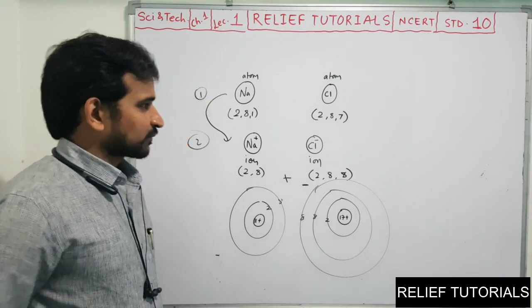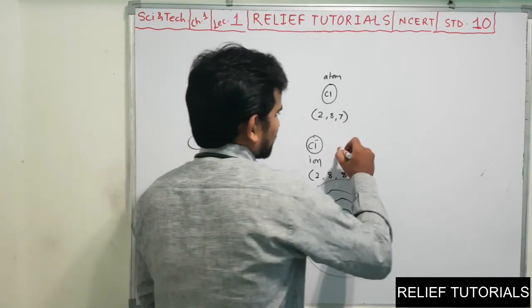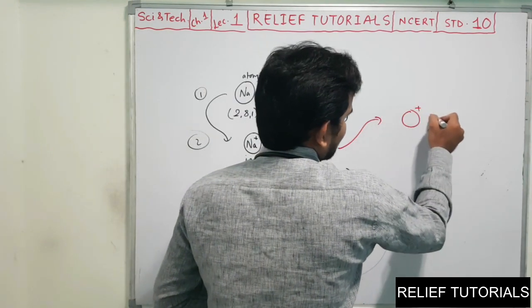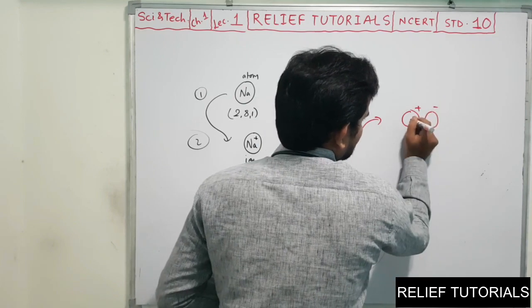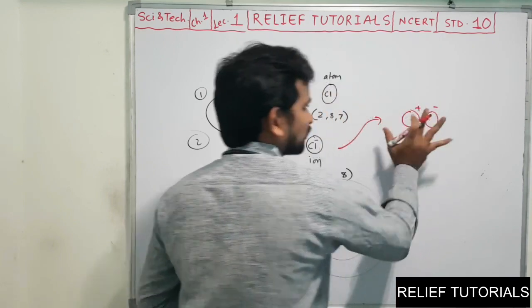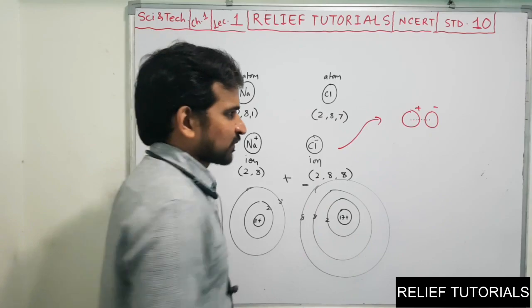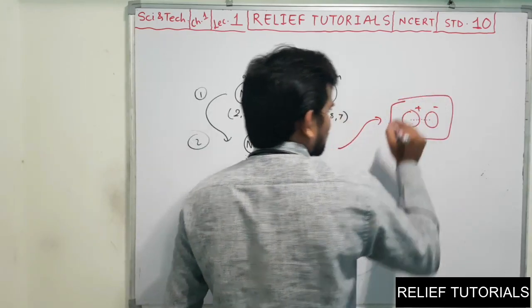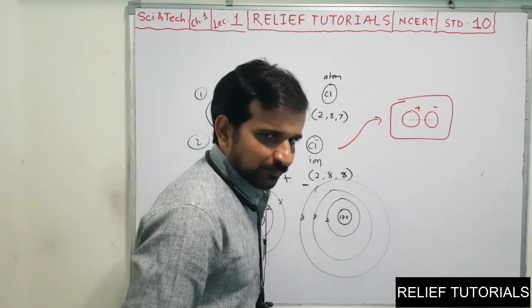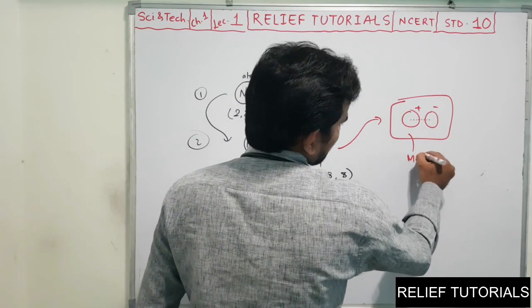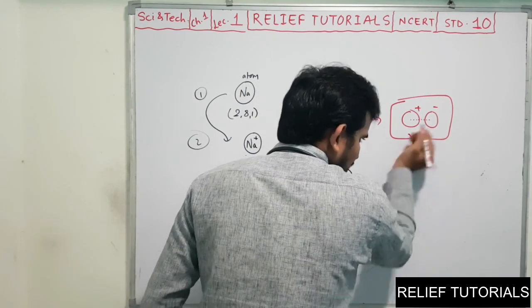How can we draw it? The next step would be Na plus and Cl minus at a certain distance. Now this distance remains fixed, and this system is now considered a single system, and that is called a molecule of the compound. This way the compound is formed.